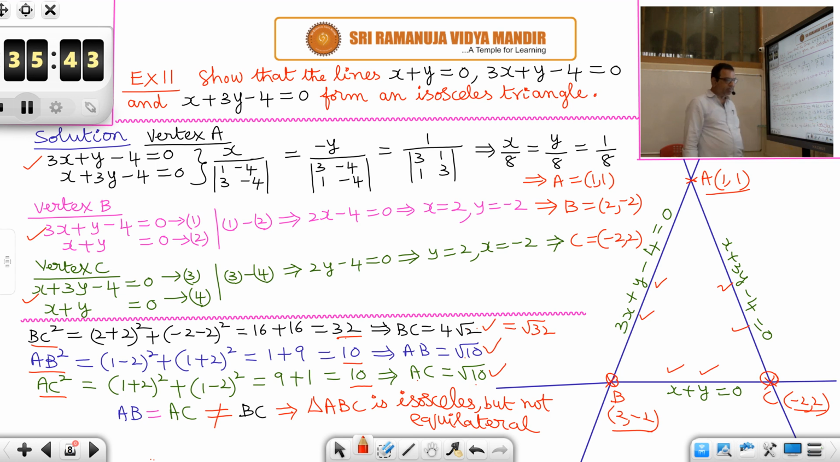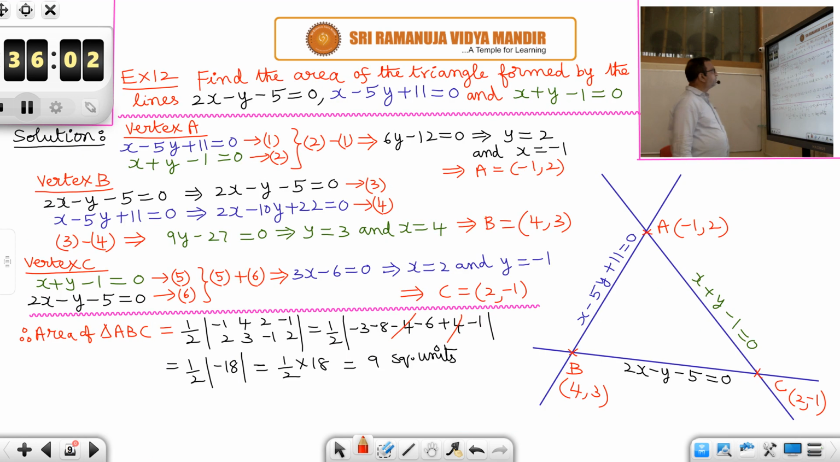So is it not an isosceles triangle because AB is equal to AC? AB is equal to AC but not equal to BC. All the three sides are not equal. Only two sides are equal. Therefore, triangle ABC is isosceles but not equilateral. So they are forming an isosceles triangle only.